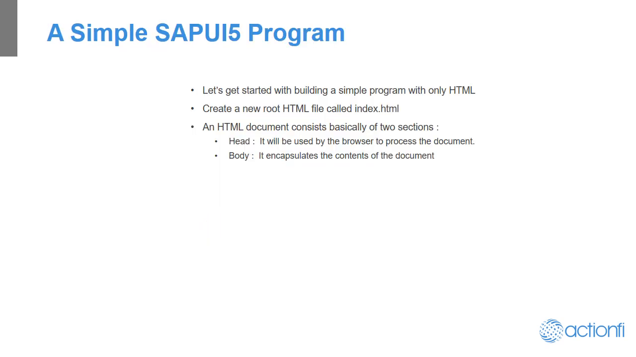Now let's start with building a simple program with only HTML. For that, create a new root HTML file called index.html. An HTML document consists basically of two sections, head and body. Head part will be used by the browser to process the document and the body part encapsulates the content of the document.